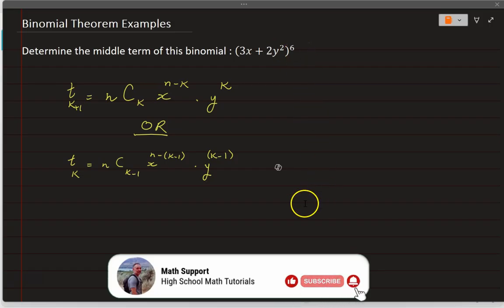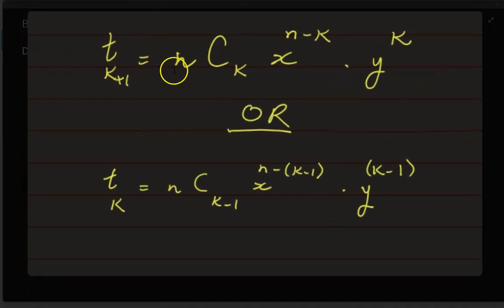All right, so a little review. Remember that for any specific term, in the last lesson I gave you this form: T subscript k plus 1 is your term, and then n choose k, x to the n minus k, times y to the k. I mentioned that this is a little easier to deal with, but sometimes you may want to go to the original one, where T subscript k is your actual term.